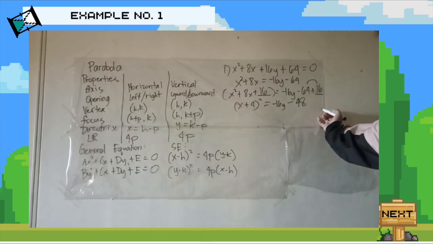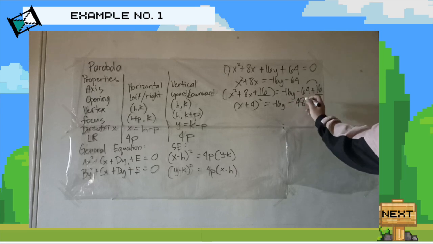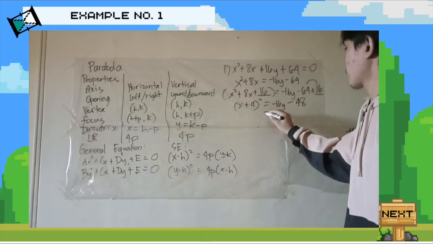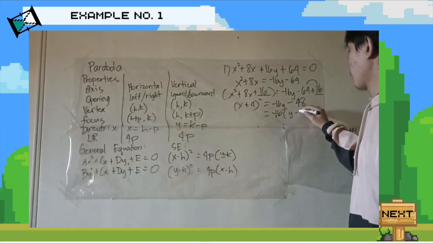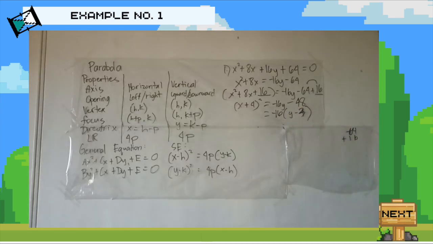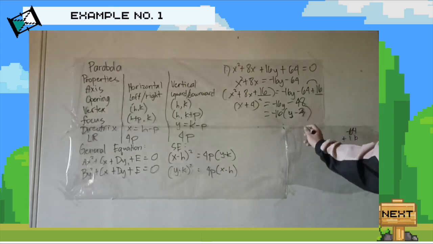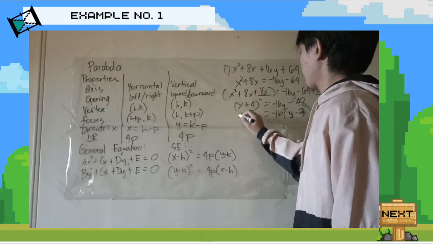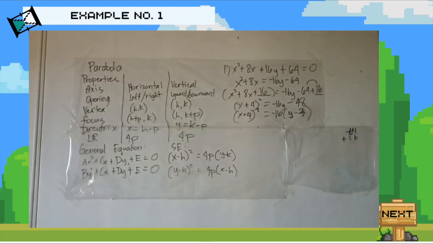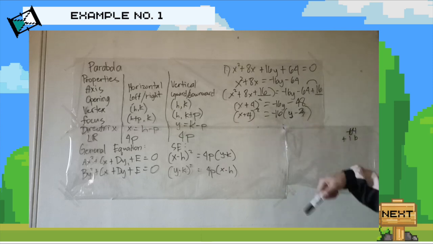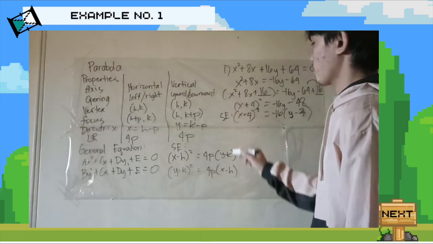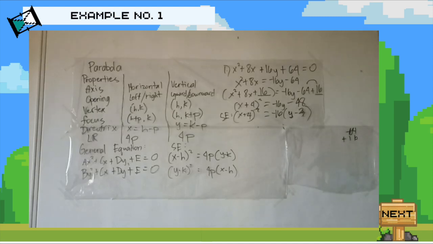Now this can be factored out: negative 16 times y minus 3. How did we get the 3? We divide negative 48 by negative 16, so we get 3. So (x plus 4) squared is equal to negative 16 times the quantity y minus 3. This is now the standard equation of the given general equation.